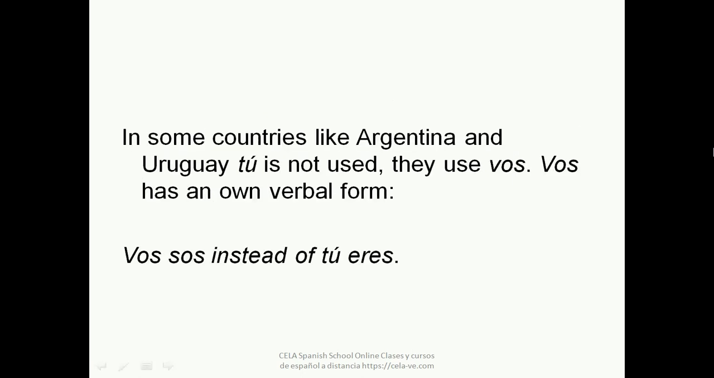In some countries like Argentina, tú is not used. They use vos instead. Vos has its own verbal form. It is sos instead of eres. Vos sos instead of tú eres.